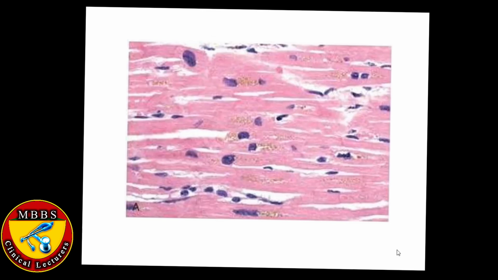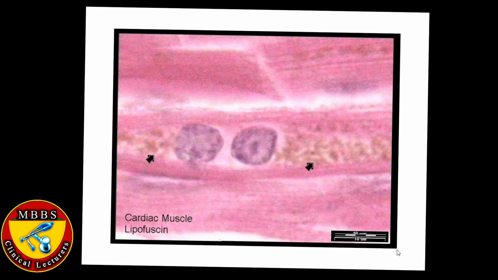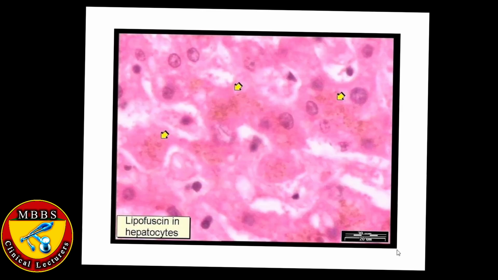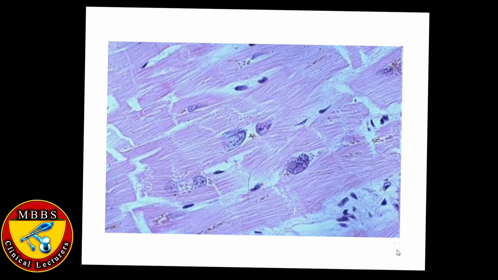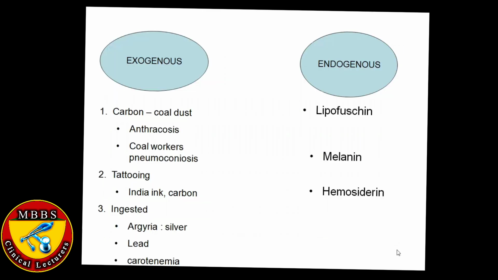Again, this yellowish pigment that we are seeing here in the cardiac muscle is lipofuscin. This is a higher power view in which you are seeing lipofuscin in the cardiac muscle. Again, the lipofuscin that we are seeing in the liver is in the hepatocyte. Again, lipofuscin in the cardiac muscle.